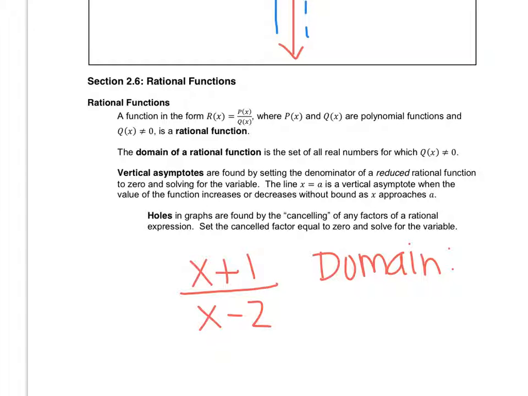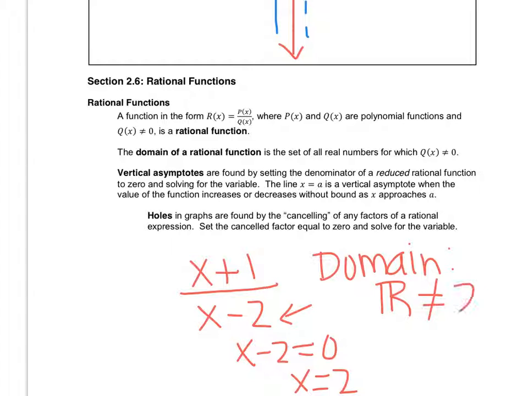So if we look here, we're going to take this bottom and we're going to set it equal to 0 and solve. What is the value that would make the bottom 0? Well, that would be x equals 2. So as far as our domain goes, we can have any positive or negative real number except x cannot equal 2. So that would be the domain of this example.